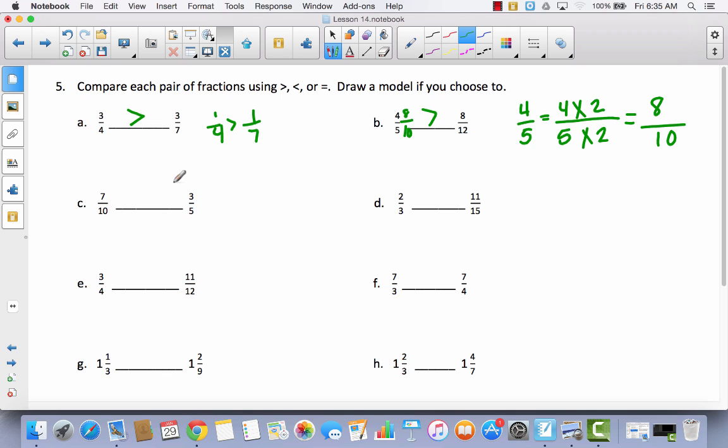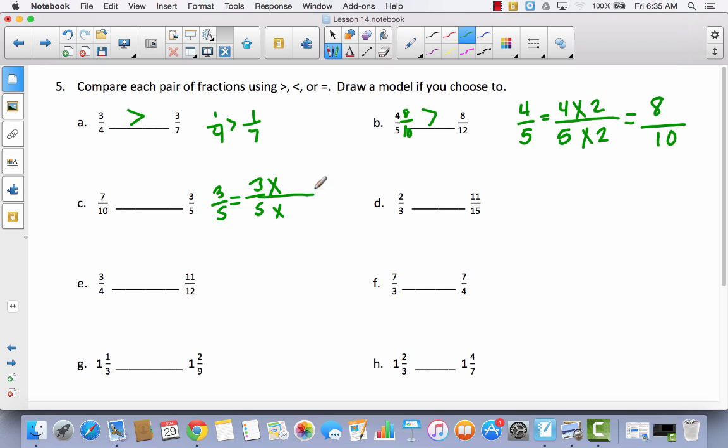All right, so let's take a look at C. The numerators are not the same. The denominators are not the same. Okay? But which would be easier? Would it be easier to get the numerators the same or the denominators the same? Well, there's nothing I can multiply 3 by to get 7. But I could take this 3/5 and I could use multiplication to get tenths pretty easily.